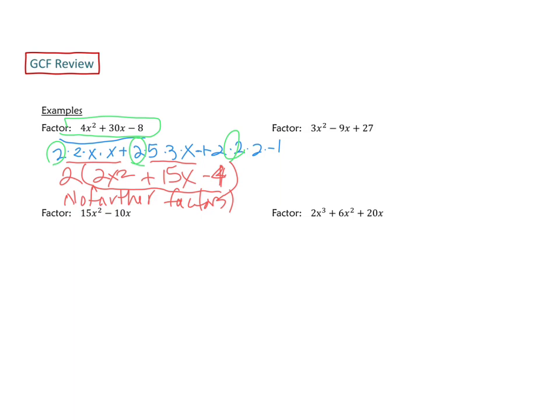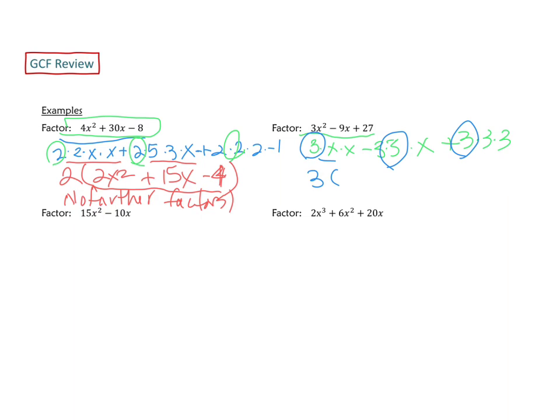How about the next one? What does that look like? We have 3x squared minus 9x plus 27. So that is 3 times x times x minus 3 times 3 times x plus 3 times 3 times 3. Well, the quick ones amongst you are noticing that I've got a 3 here, a 3 here, and a 3 here. And I can pull that out.